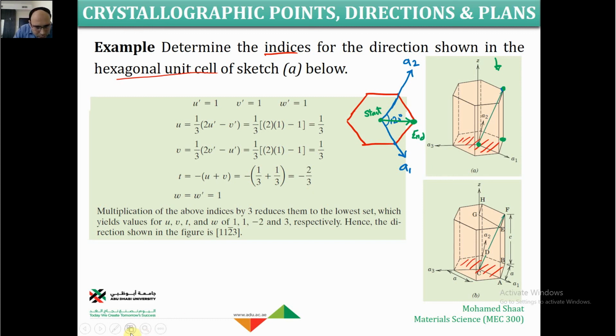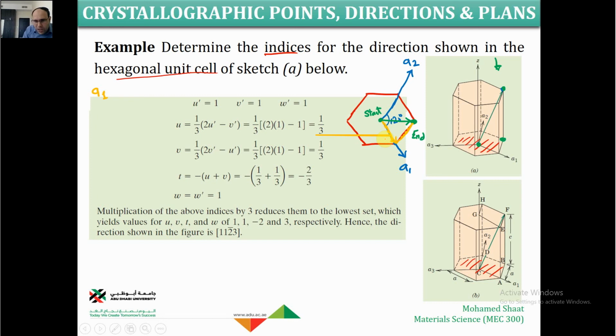So simply I can move parallel to A1 over this edge, right? Then I'm going to move parallel to A2 over this edge till I reach the end point, because this edge is parallel to A1 and this edge is parallel to A2. So I'm going to move in the positive A1. If I write here A1, I'm going to move parallel to A1 with this distance. This distance is equal to A.